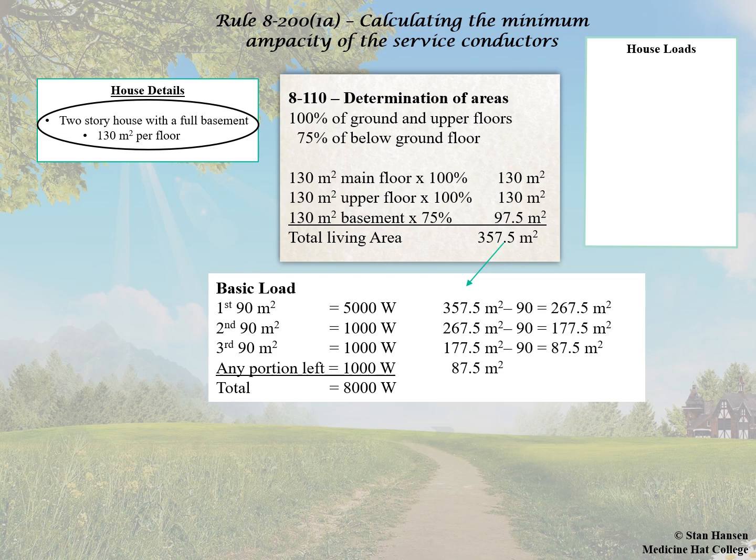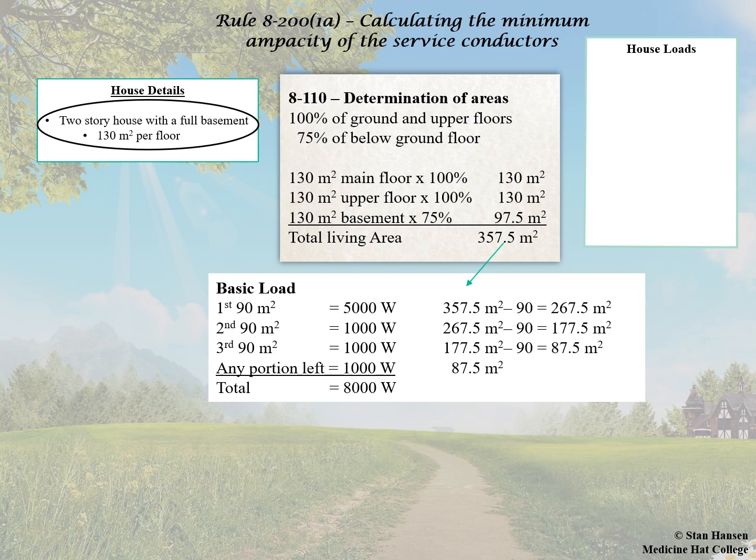the house. If my house exceeds 90 meters square, then I have to add 1,000 watts for every 90 meters square or portion thereof. This means for us, since we have 357.5 meters square, I'm going to first put a value of 5,000 watts for the first 90 meters. If I subtract that 90 meters off the initial value, I have 267.5 meters squares left. I will take off another 90 meters square from that and assign another 1,000 watts to it. Now my value is down to 177.5 meters square that I have not accounted for yet.